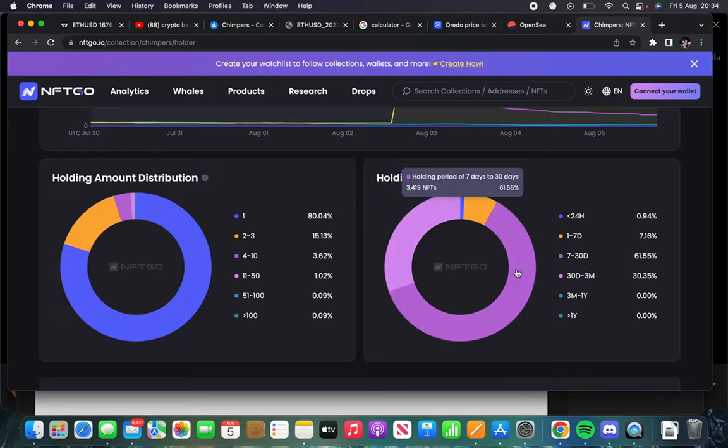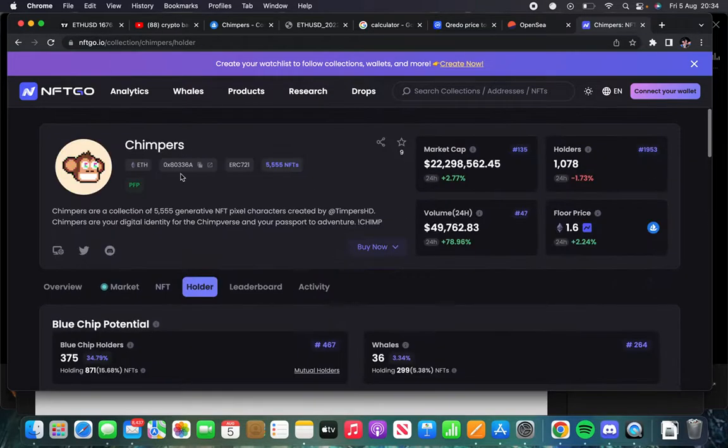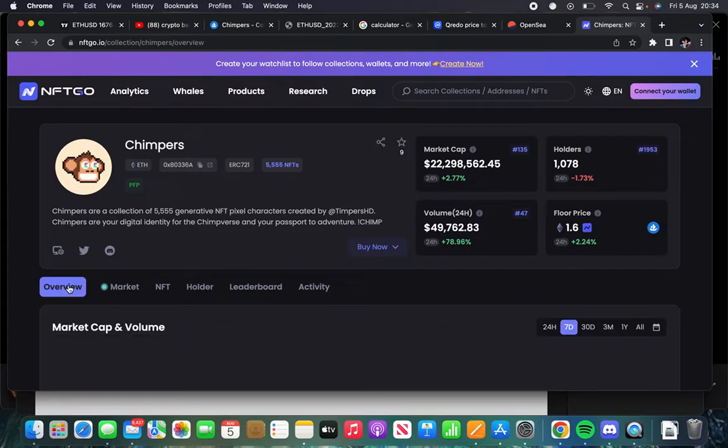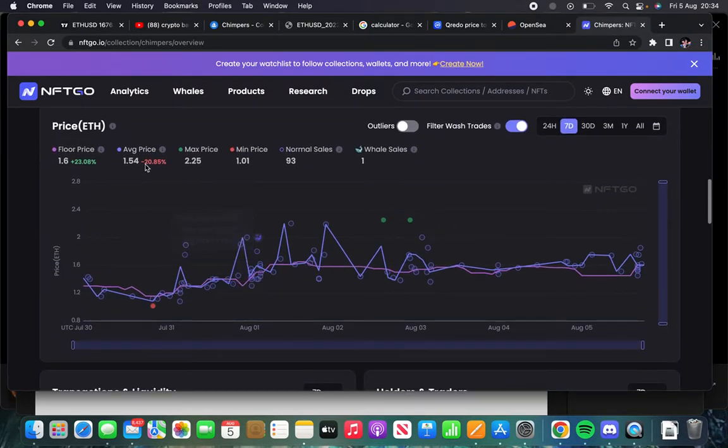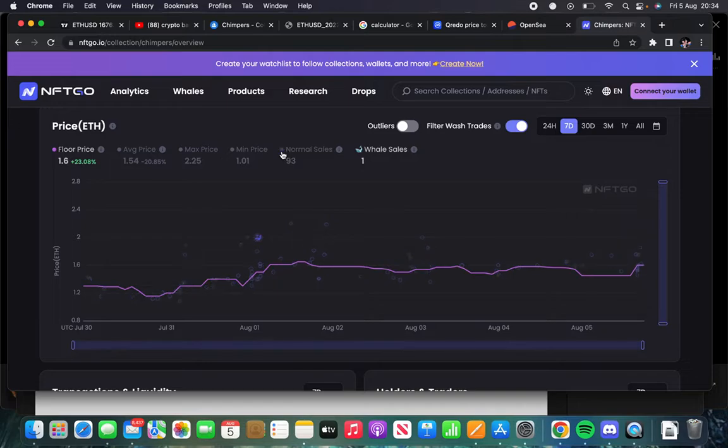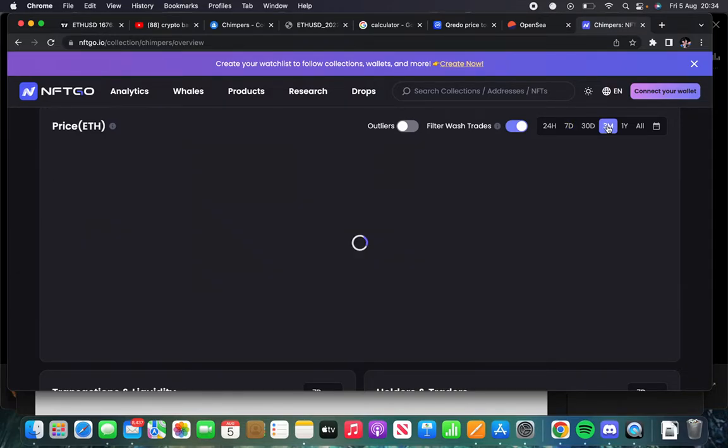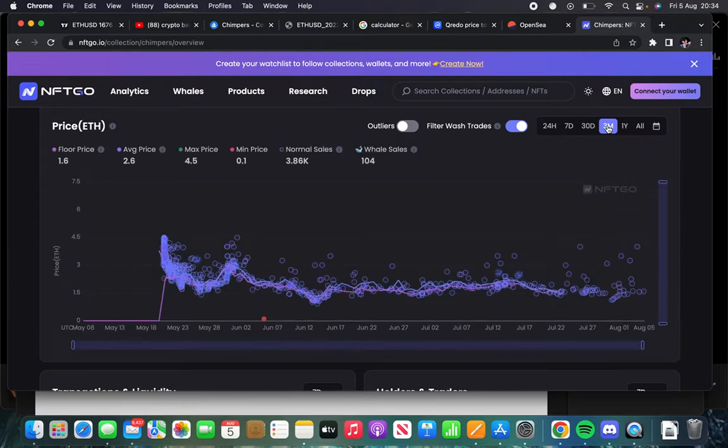You can see that 61% have been holding for 7 to 30 days, and wow, 30% have been holding from 30 days to 3 months, right? That looks pretty bullish to me. But if I was going to go back to the floor price itself, if I can get a better chart up, higher time frame. Okay.